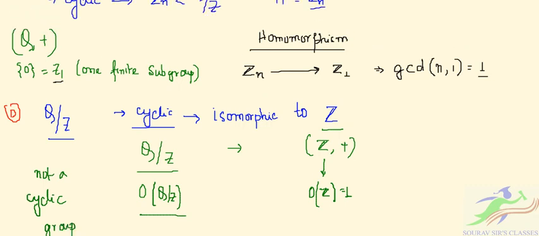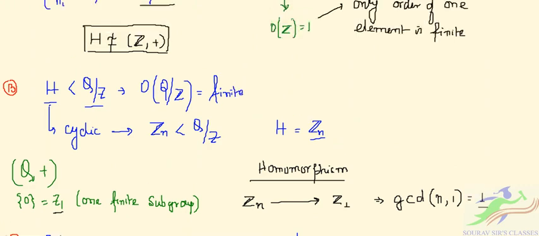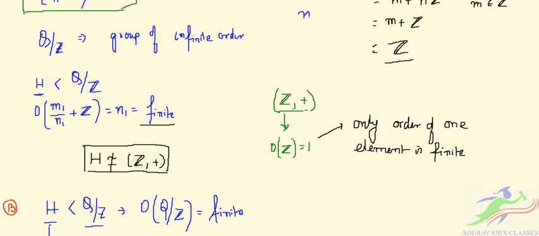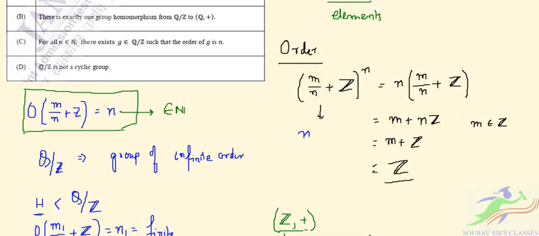So from here, we have already got the correct options. Which one will be the false? It will be option A.